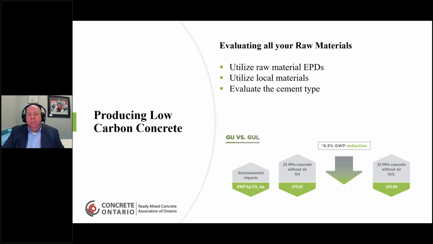So using the example here, we have the ability to use either GU cement or GUL cement. As you look at the study that we produced, the guideline document, you'll see we're on average. It varies depending on what the cement content is for the mix. So the higher strength mixes, it has a bigger impact. But looking at the example that I have here on the screen, just switching from GU to GUL gives you a 6.5% carbon reduction when it comes to the concrete out on the job site.